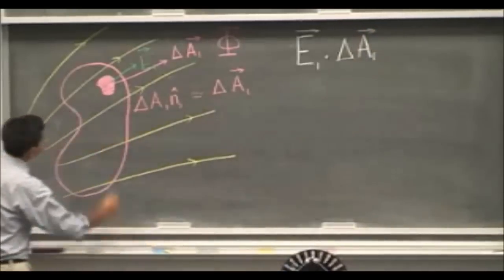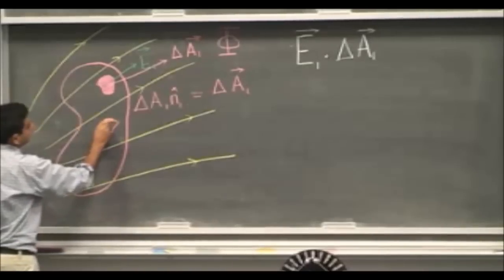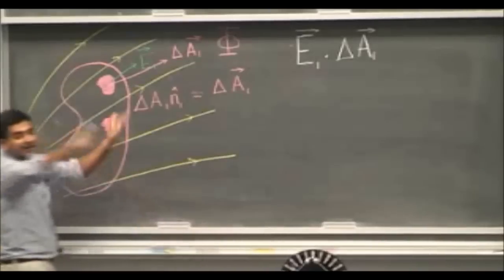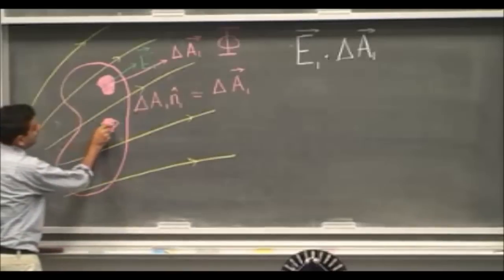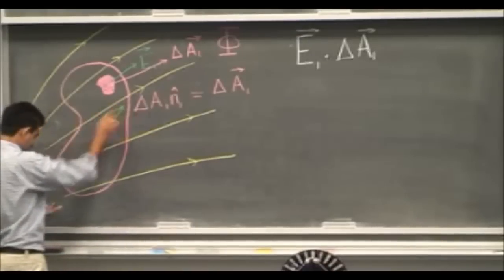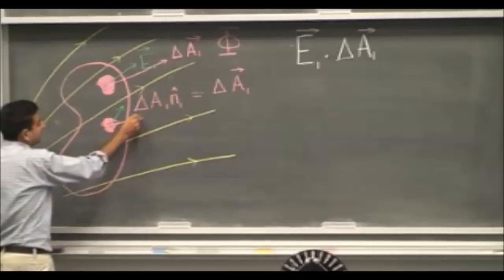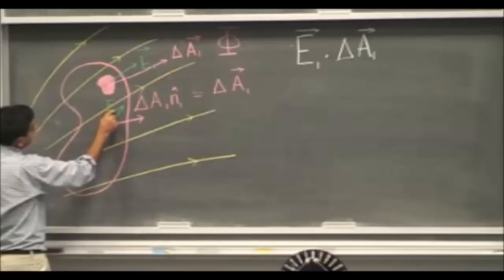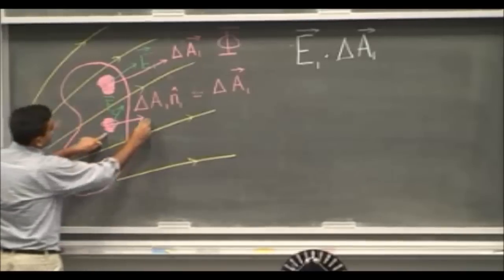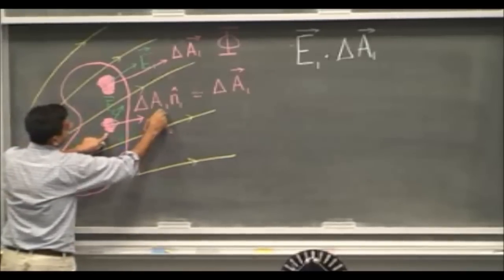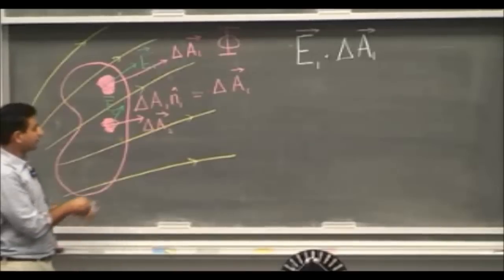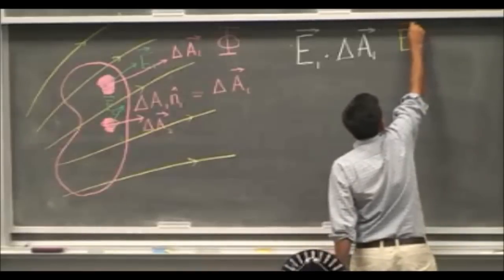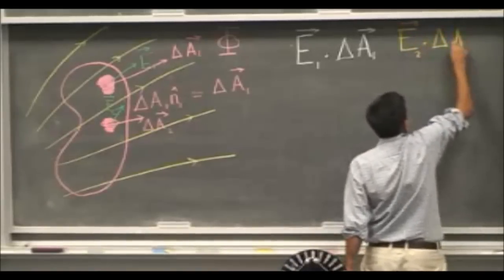I can draw another patch. Here, the electric field is going to point in some other direction. Suppose it's pointing in this direction. The normal is pointing in some other direction. So this is the electric field at patch number 2, and this is the area vector at patch number 2. So the flux through this patch is going to be E2 dot product with delta A2.